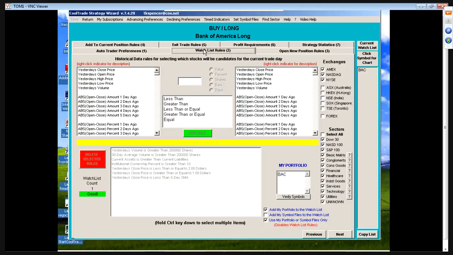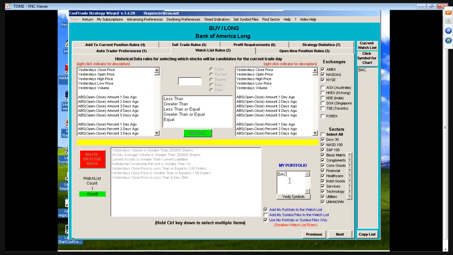All right, so the next tab here is the watch list rules. For this particular strategy, we just wanted to trade one stock, so we put it in here, my portfolio, entered Bank of America, and clicked verify symbol, and then it goes over to our watch list. Well, it didn't go there until you check that box down there that says add my portfolio to the watch list. Right. So we check the box there, and it ends up going over to my watch list. Now the robotic trader knows that's the one we want to trade.